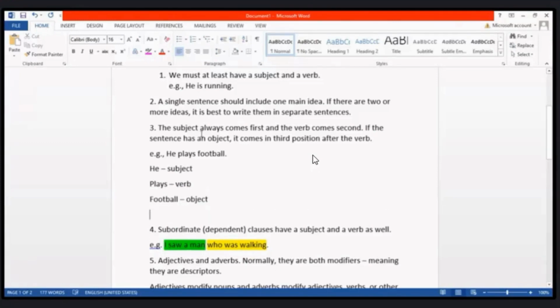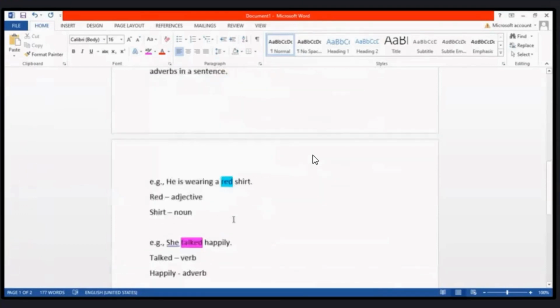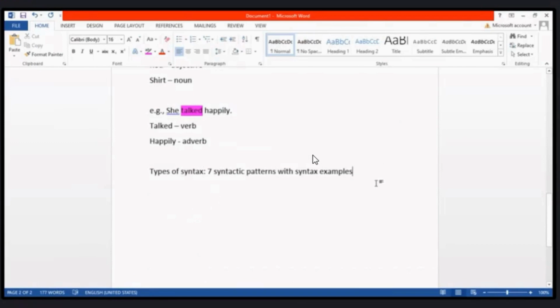Okay, if you see here, always the subject comes first. So he is the subject, then the verb comes second, and then if we have an object, in this case our object is football, so he plays football. So this is the sequence. All right, now let's move on to our third section of today's session.